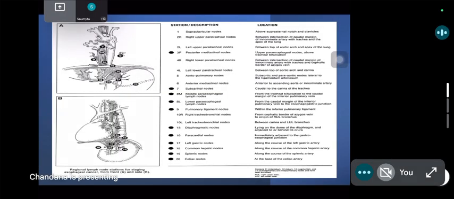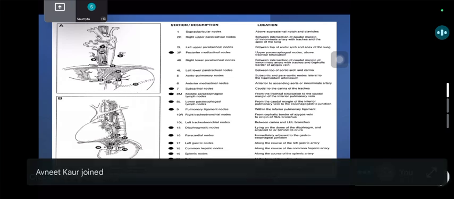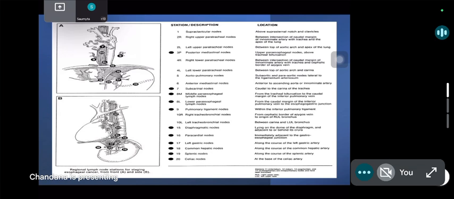Station 1 is supraclavicular lymph node. Station 2 is paratracheal nodes. 3 is posterior mediastinal node. 4 is right lower paratracheal nodes. 4L is left lower paratracheal nodes. 5 is aortopulmonary. 6 is anterior mediastinal nodes. 7 is subcarinal nodes. 8 is paraesophageal lymph nodes. 9 is pulmonary ligament nodes. 10 is tracheobronchial lymph nodes. 15 is diaphragmatic. 16 is paracardial. 17 is left gastric node, 18 is common hepatic node, 19 is splenic node, and 20 is celiac node.